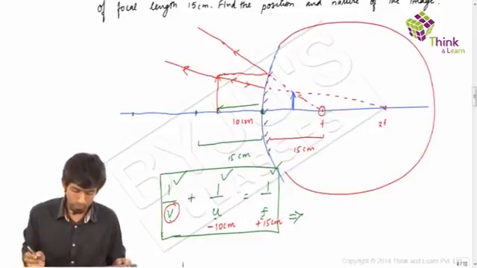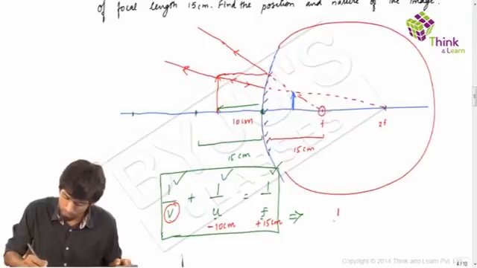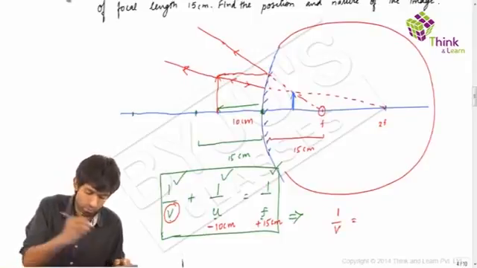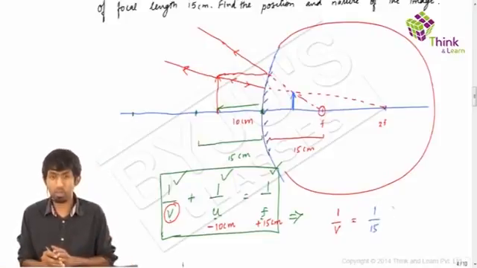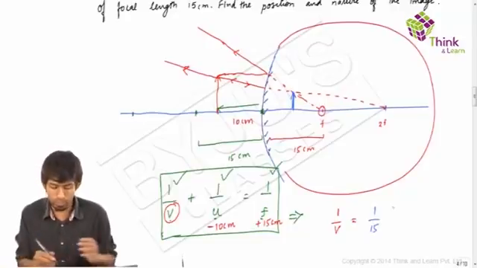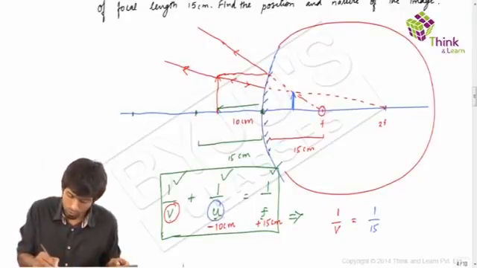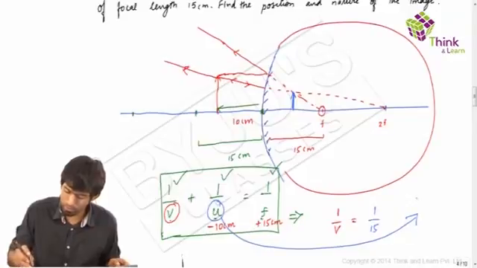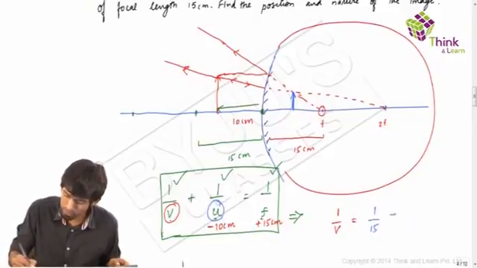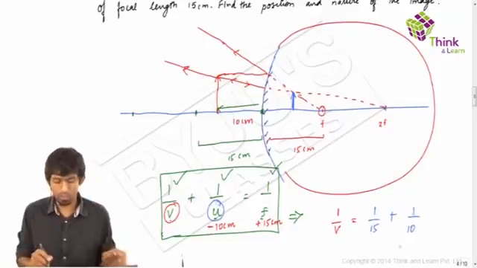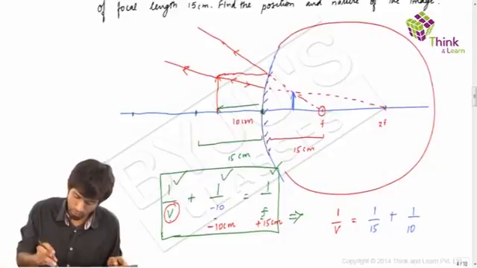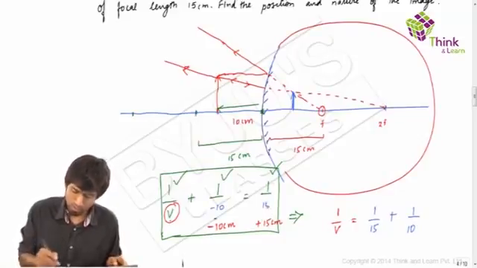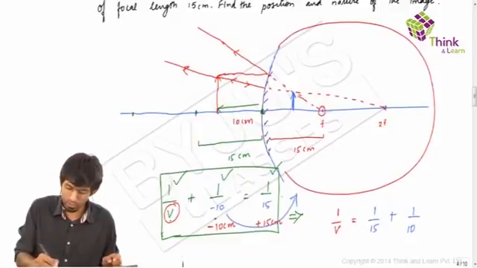Great. So what does this become now? I'm going to write this down over here. 1 by V equals, we'll use a different color, 1 by 15 centimeters. And I need to take the U to the other side as well, so it becomes plus 1 by 10. It was 1 by minus 10 on this side, and this was 1 by plus 15. We've taken this to the other side, therefore it becomes 1 by plus 10. That's what we've written here.